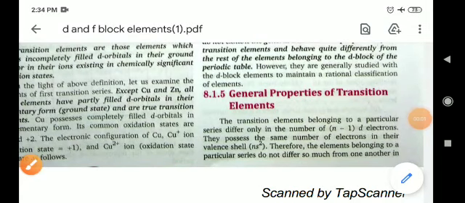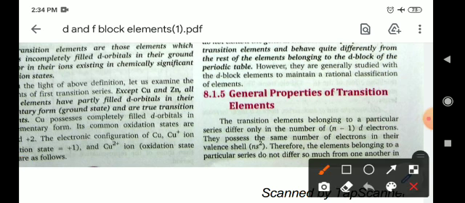Hello students, good afternoon. Welcome to the second part of the chapter D and F block elements. In this part, we will discuss the general properties of transition elements.